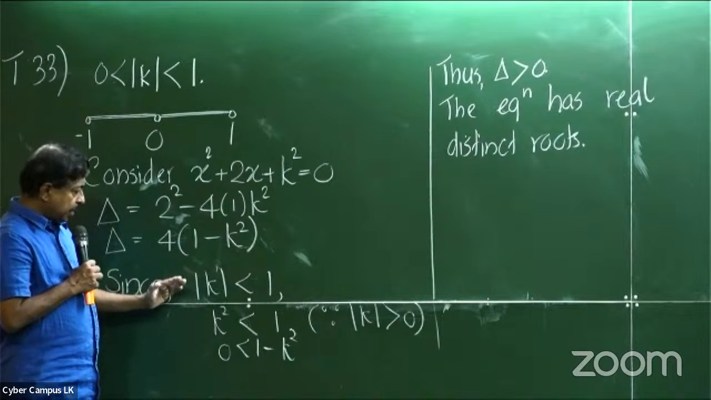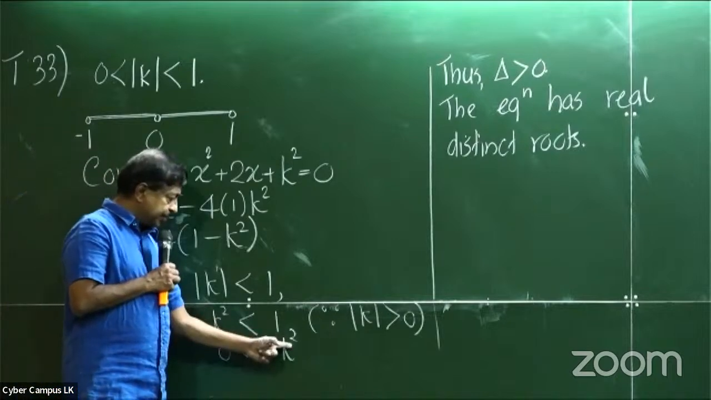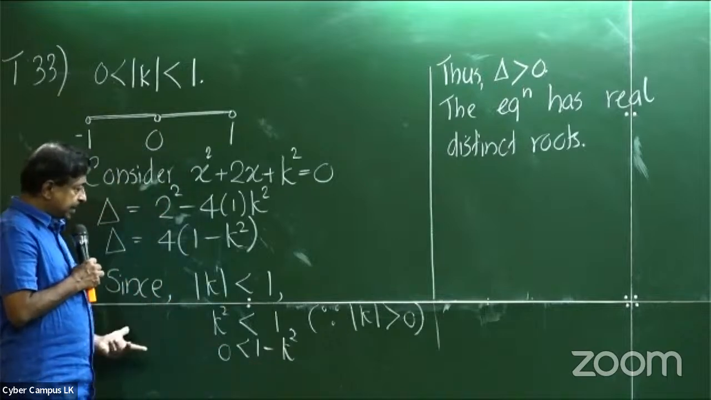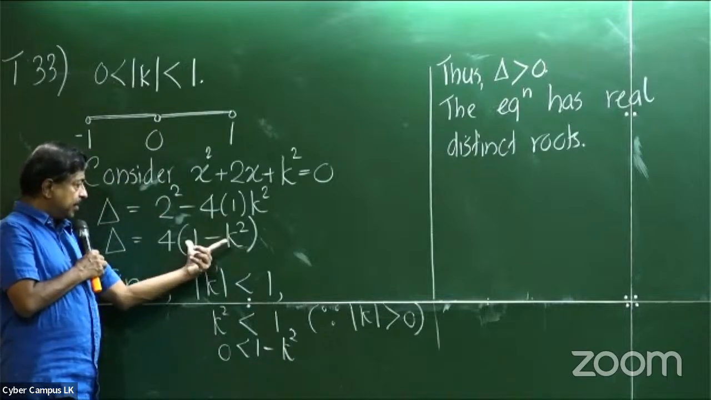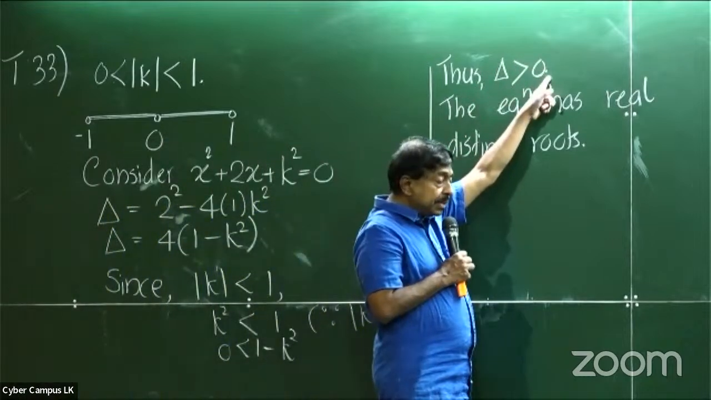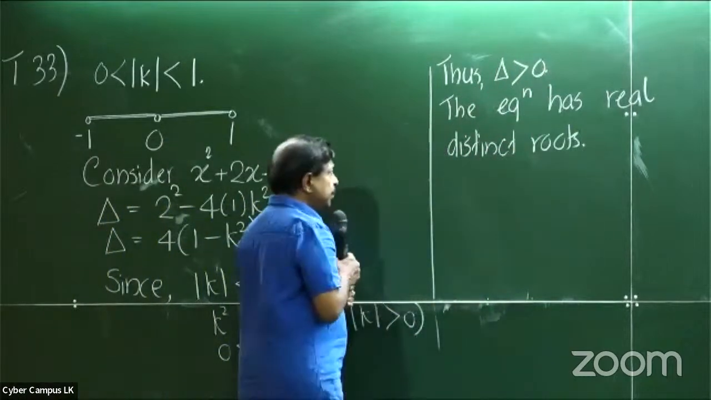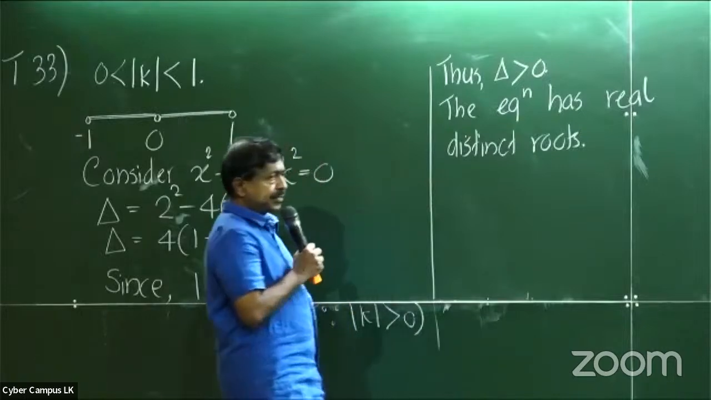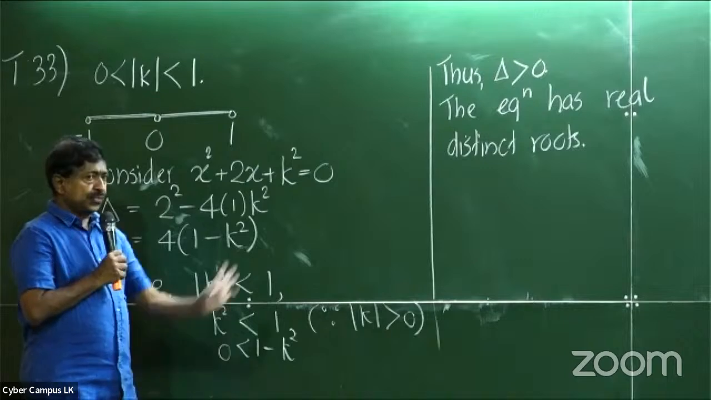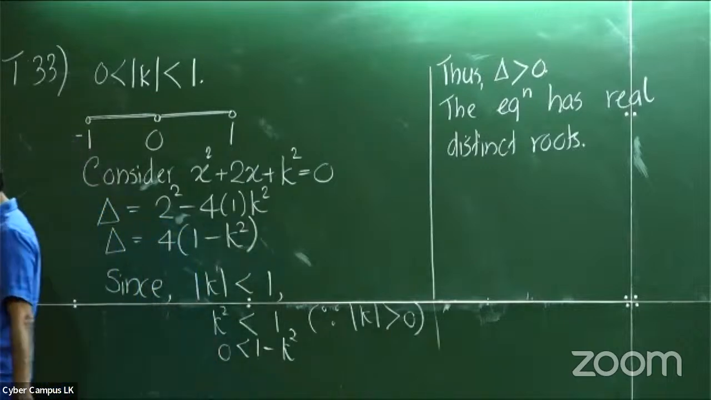So just right after that, you can take this to the other side. So this implies 1 minus k squared is greater than 0, meaning this bracket is greater than 0. Therefore, delta, the discriminant, is greater than 0. It implies that the equation has real distinct roots. So the first part is done. Now you do the rest.